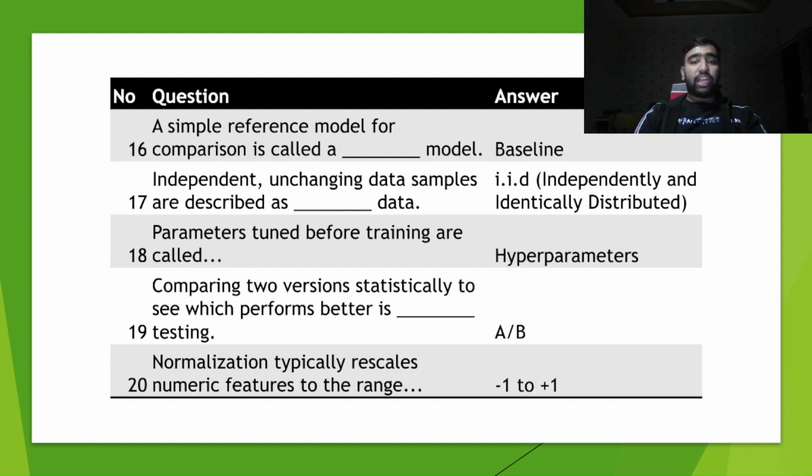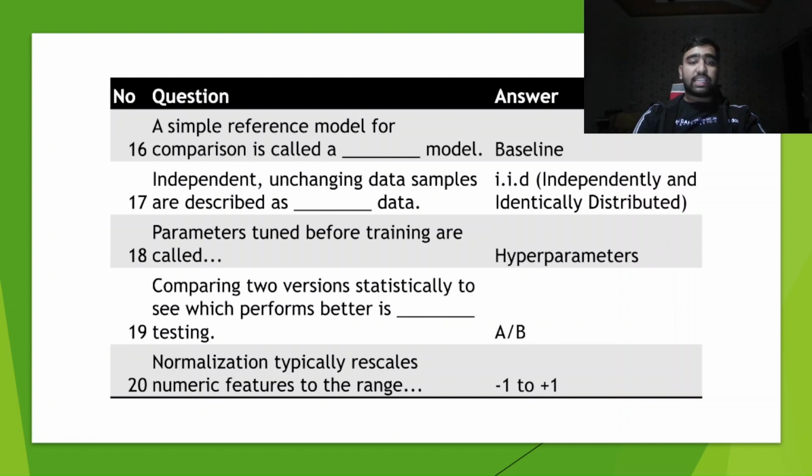Parameters tuned before training are called hyperparameters. Hyperparameters are the environmental configuration variables which are set before training the model. The way these hyperparameters are tuned decides how the model is going to learn, the model's architecture, and how it will affect the learning process. Examples of hyperparameters could be the number of layers or the batch size.